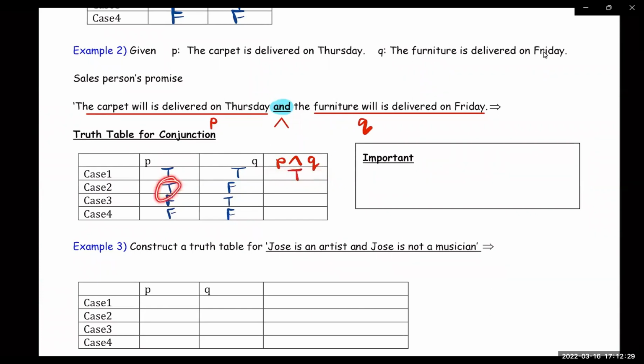For the next one, you have T and F. So true and false. What do you guys think? Is that going to be false overall or true overall?